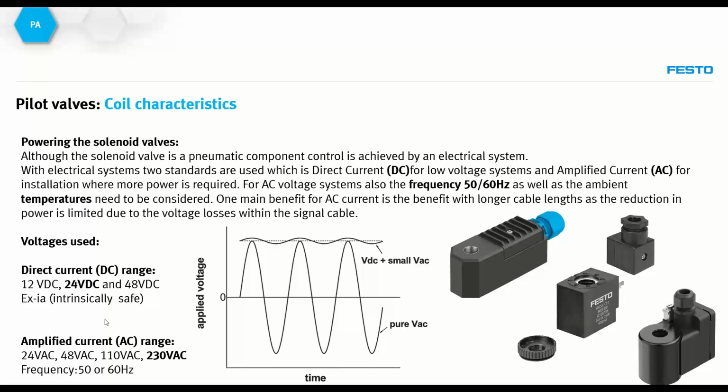Because the solenoid coils are generating a magnetic force based on electric energy, it's important that the temperature is also considered. So each solenoid coil has a certain temperature range to operate, around 50 degrees, 60, 70 degrees. It's important to always keep this in mind when selecting the right solenoid coil for the application.